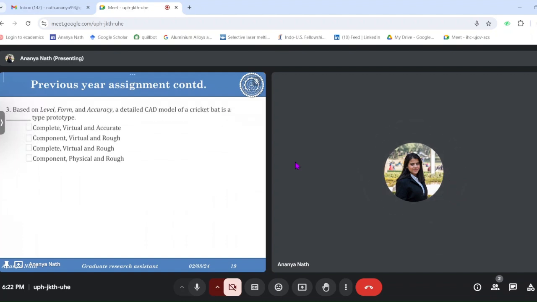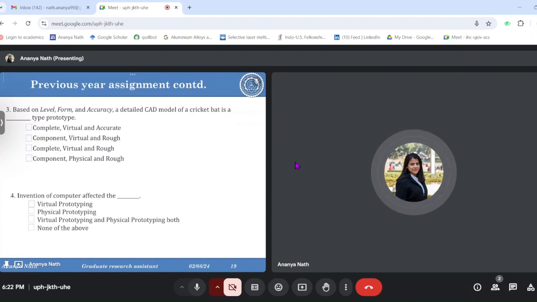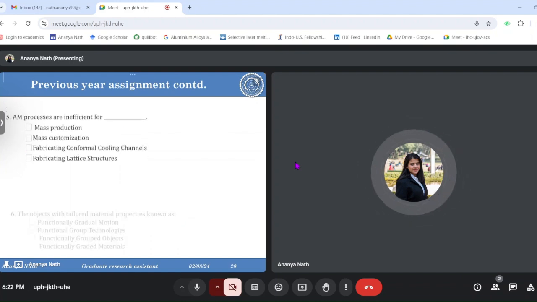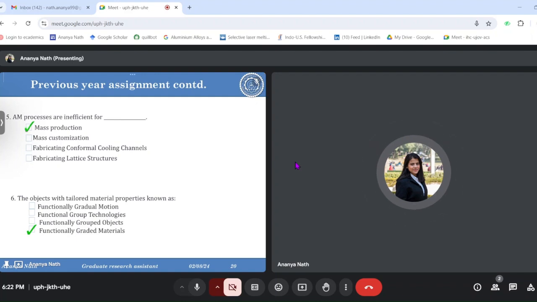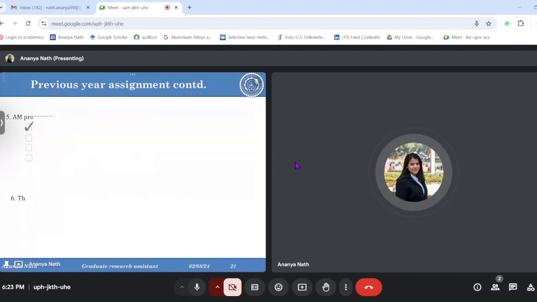Next question is, based on level, form and accuracy, the detailed CAD model of a cricket bat is a dash type. The answer is complete, virtual and accurate. Next is, invention of the computer affected the virtual prototyping and physical prototyping both. AM processes are inefficient for mass production right now, and it may be solved in the future, but right now it's a problem for mass production because of the cost and the raw material cost. Then the objects with tailored material properties are known as functionally graded materials.